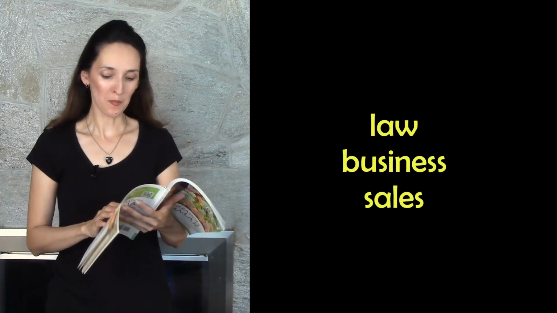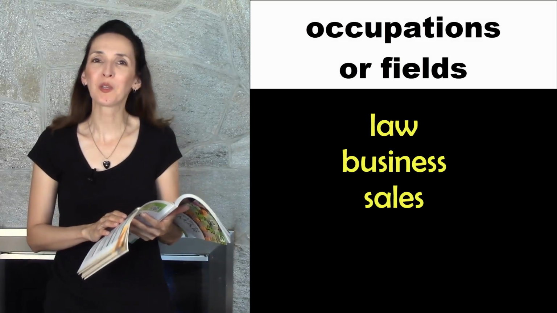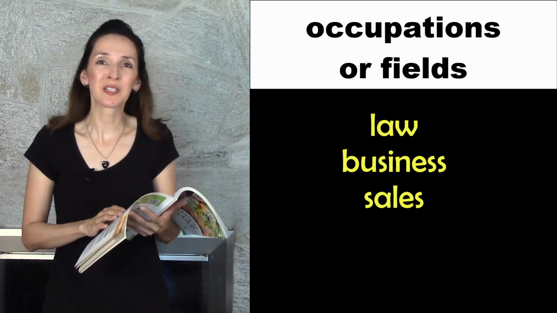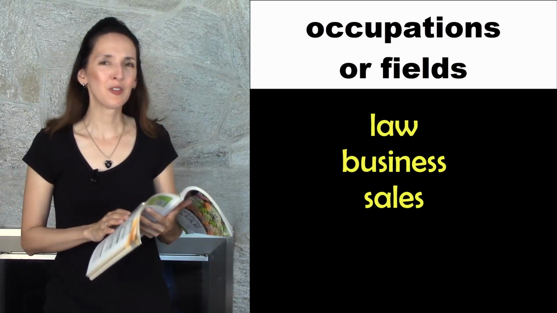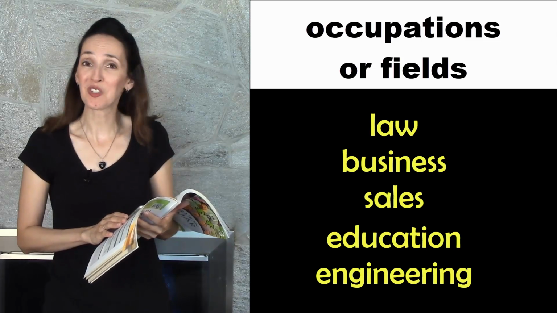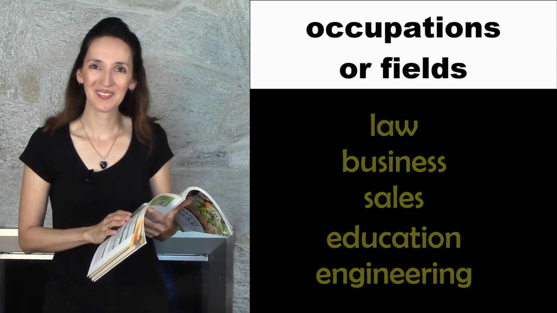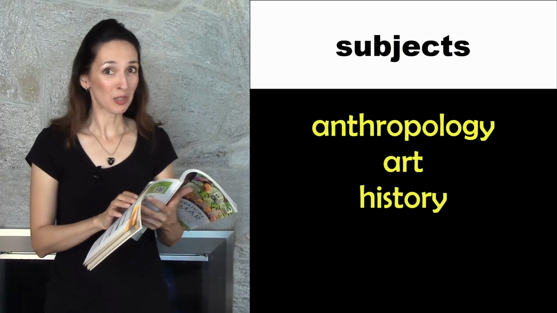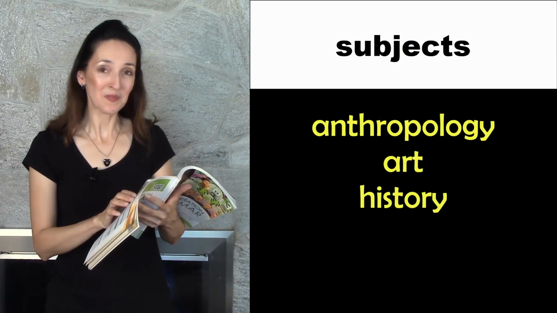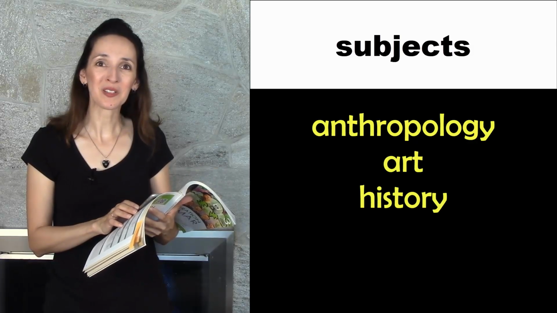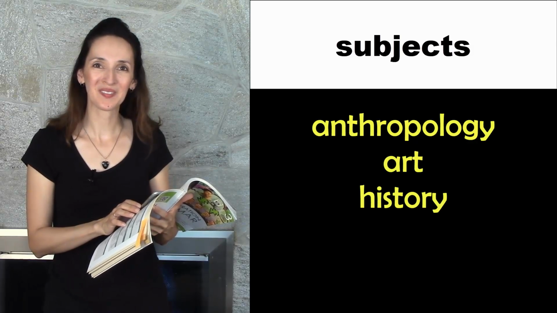Nouns like law, business, and sales are occupations or fields. In the abstract sense, they're uncountable. What field do you work in? Business? Education? Engineering? Similarly, subjects we study are uncountable nouns. Anthropology, art, history. What did you study in college, or what do you want to study?